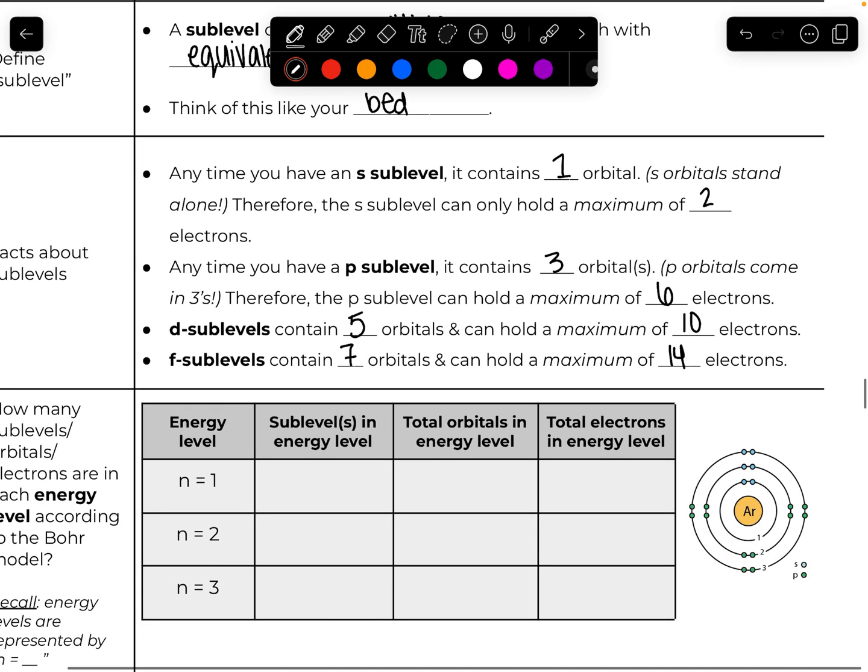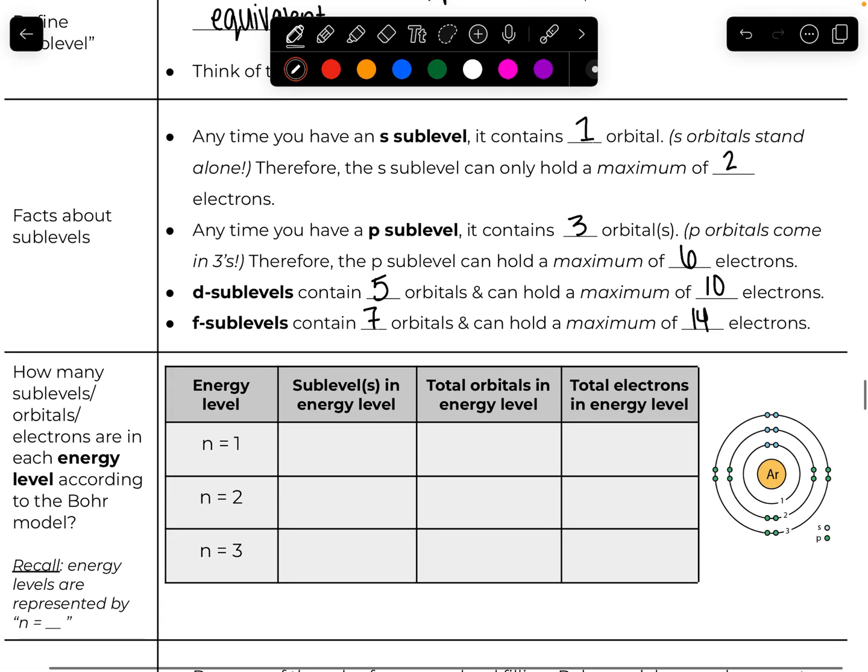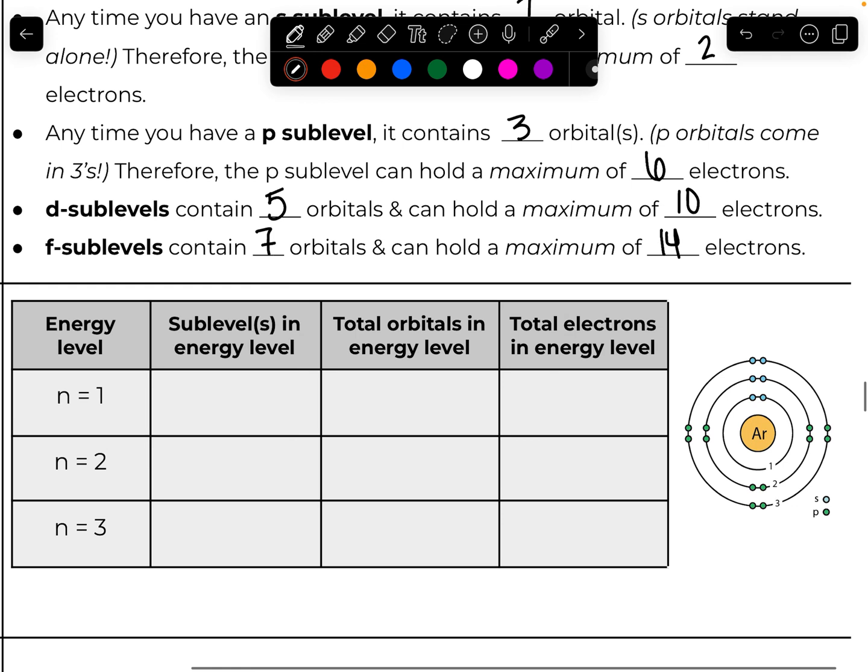Okay, so let's compare this to the Bohr model. See how it matches up, right? So I have argon here. The blue dots are representing electrons that would be in an s orbital, and the green dots are representing electrons that would be in a p orbital. Remember we said that one of the things that Bohr got right is that electrons do exist with a certain quanta of energy, right? They have a certain amount of energy associated with them.